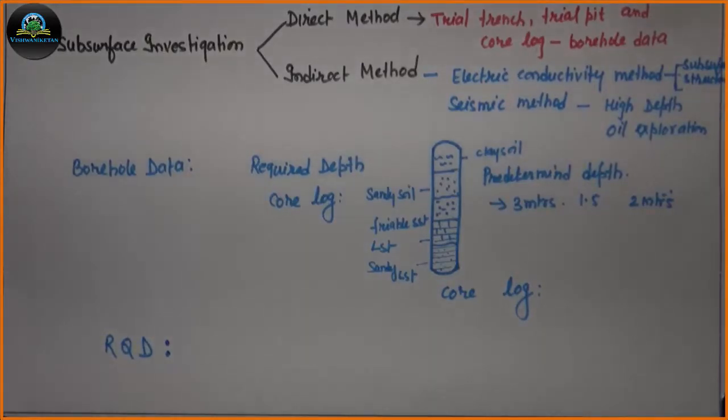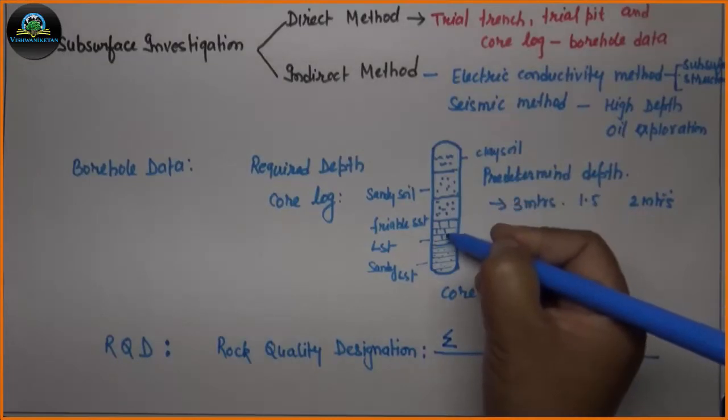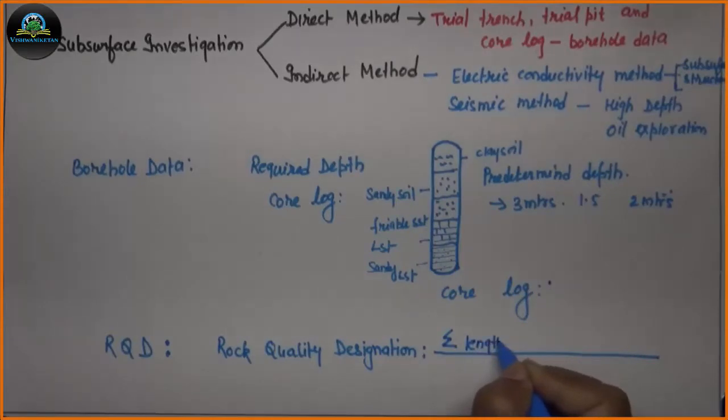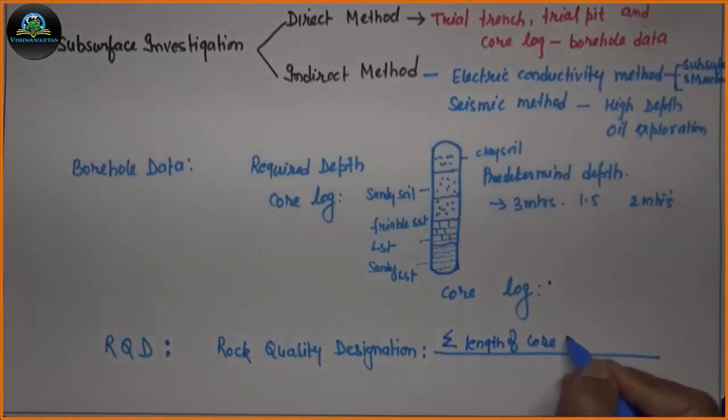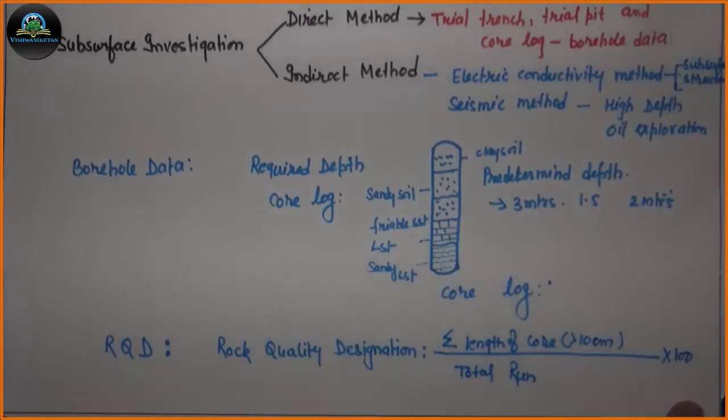Now this RQD is rock quality designation. It can be calculated by the summation of all the core pieces which are greater than 10 centimeter in length, divided by the total run, multiplied by 100. This value we will get in percentage.